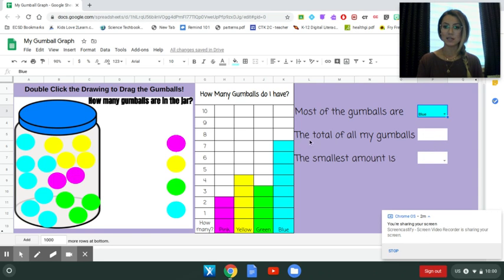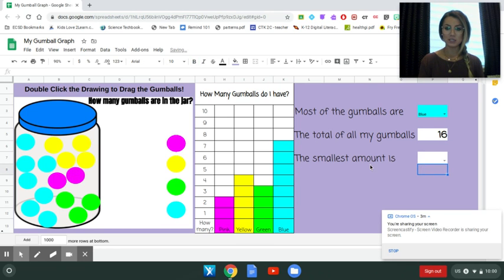The second question says the total of all my gumballs. All right, so I need to go back and I need to count how many are in the jar. 1, 2, 3, 4, 5, 6, 7, 8, 9, 10, 11, 12, 13, 14, 15, 16. There are a total of 16. The other way I could have done that instead of counting in the jar is I could have taken my totals from the bar graph and added those together. So 2 plus 4 plus 3 plus 7 would give us 16.